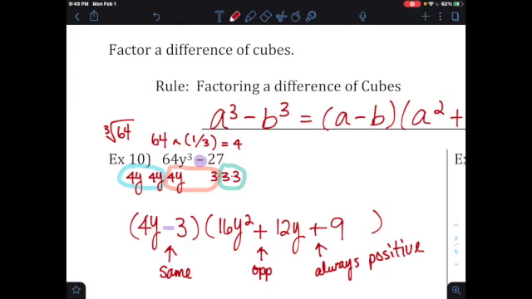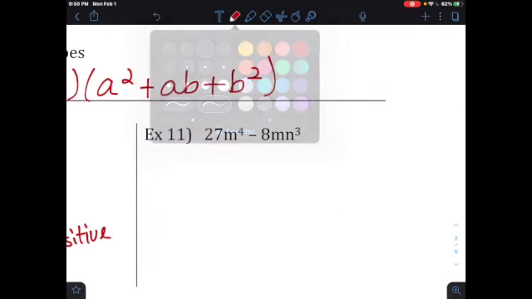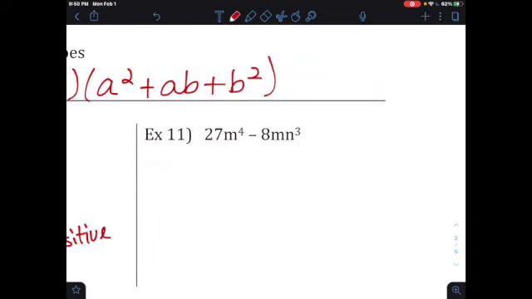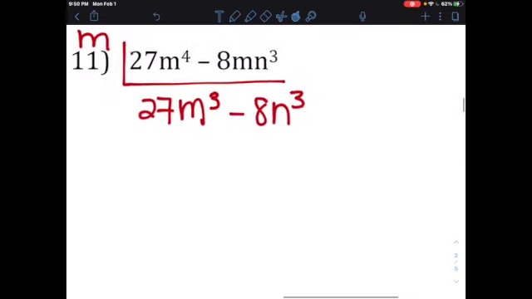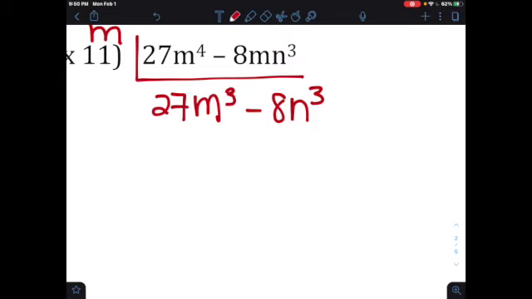Let's try to do one more problem. Very quick thing. They both have m in common, so I'm going to pull out m. That's going to be 27m to the third power minus 8n to the third. Now, if you want to write it down in letters, that's going to be 3m times 3m times 3m. The second one is going to be 2n times 2n times 2n.